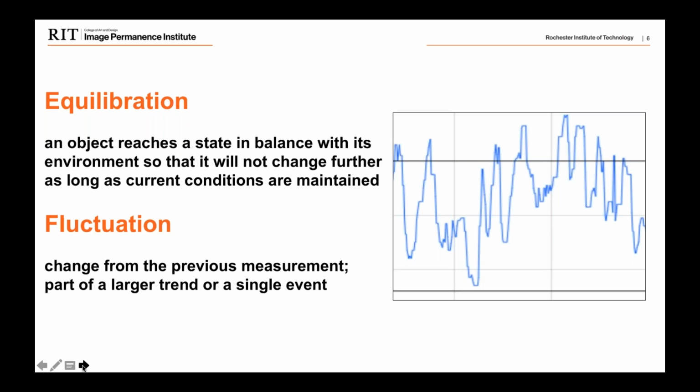Whereas a fluctuation, which is what you see in the graph to the right, is really any change from a previous measurement. This could be a single event, like we see in all those individual peaks and dips, or it could be part of a larger trend. Right there in the middle of the graph, you see repeated fluctuations but an upward trend. The term fluctuation encompasses both of those examples.